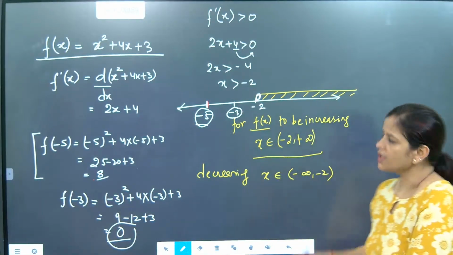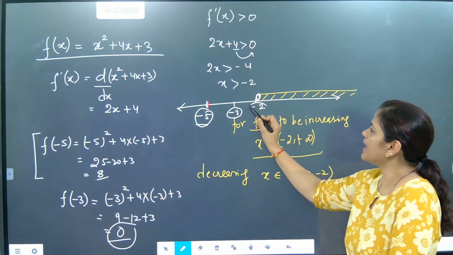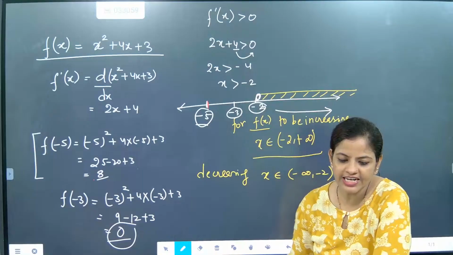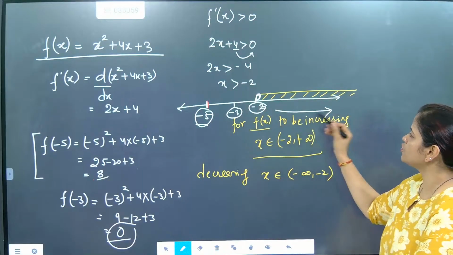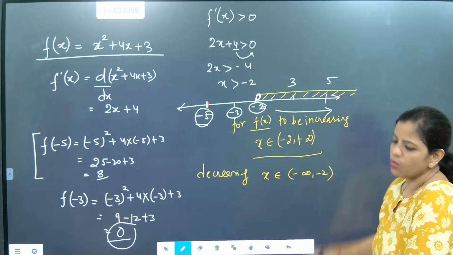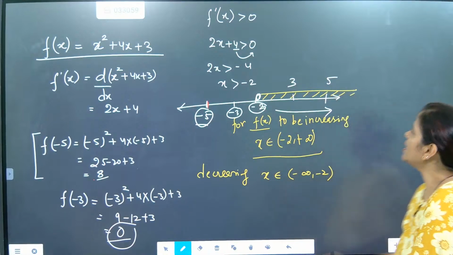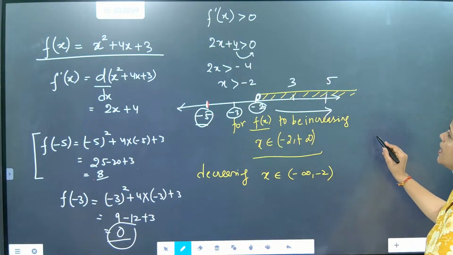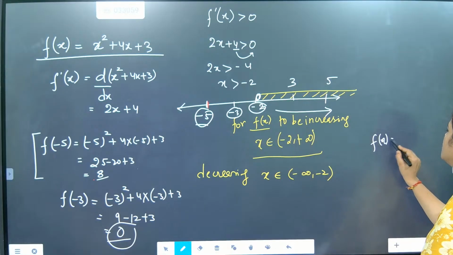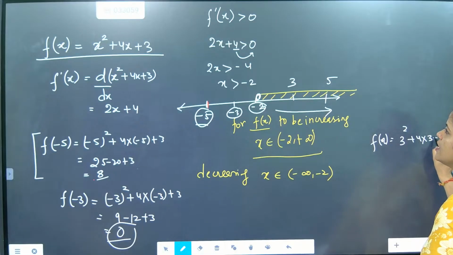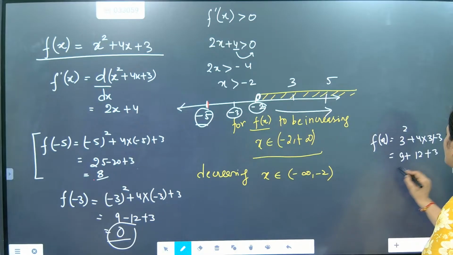Now the next part: between minus 2 and the positive side, is it increasing or decreasing? Let's check. Between minus 2 and this part, one time we will take 3 and next time we will take 5. Now let's substitute. f of x is equal to 3 square plus 4 into 3 plus 3. So it is 9 plus 12 plus 3. How much is the value coming?